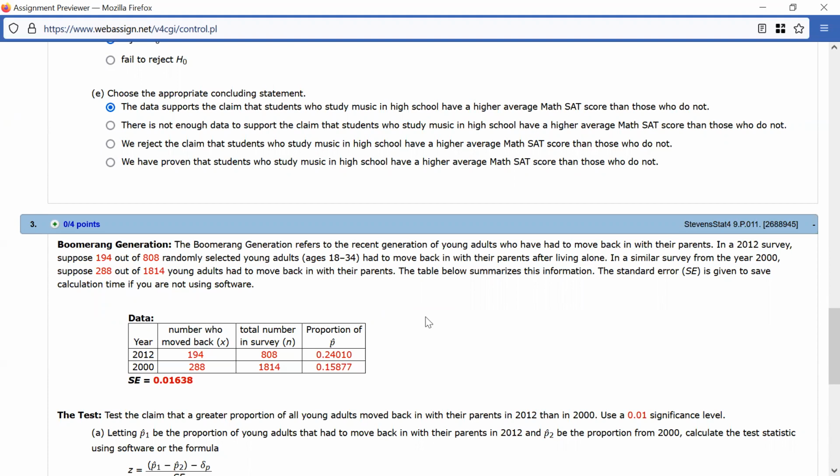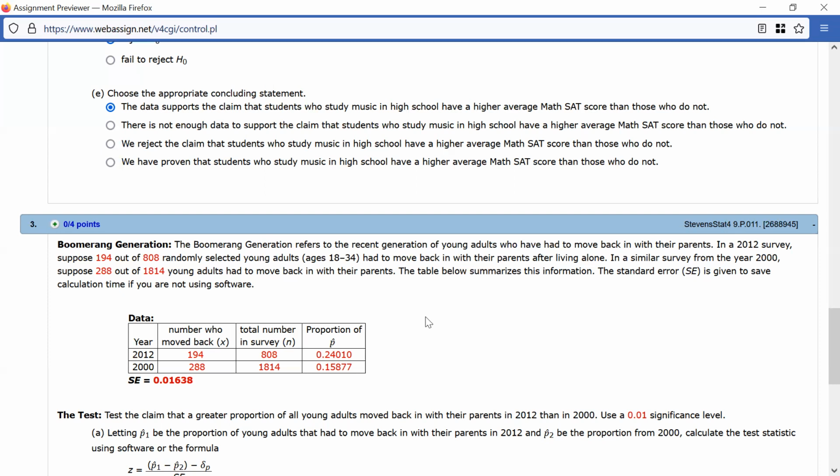Where are they? So I'm going to write down, for back in 2012, remember we wrote this book in 2014, so some of these are getting dated. There are 194 out of 808 people that studied. And back in 2000, there were 288 over 1814.